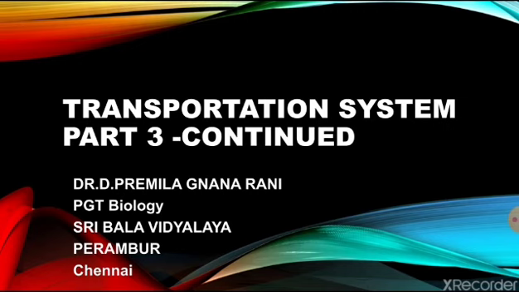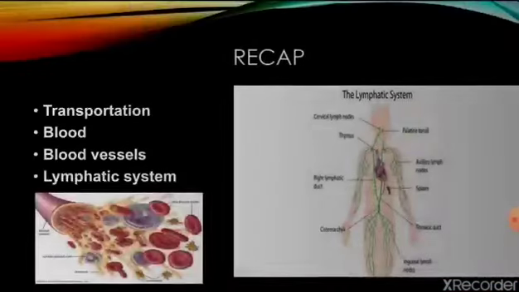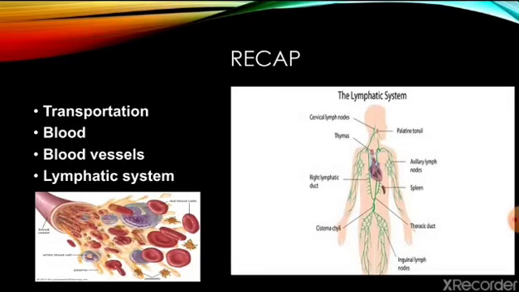Over to the session. In this session we are going to learn about few aspects of transportation system, but before moving on to this session, let us have a small recap of what we have learned in the previous session. In the previous session we learned about transportation, the systems involved in transportation system, they are the blood vascular system and the lymphatic system. Under blood vascular system, we learnt about the blood, the components of the blood, the types of blood vessels and the lymphatic system. I am sure that you are all thorough with what you have learnt in the previous session. Now over to today's topics.